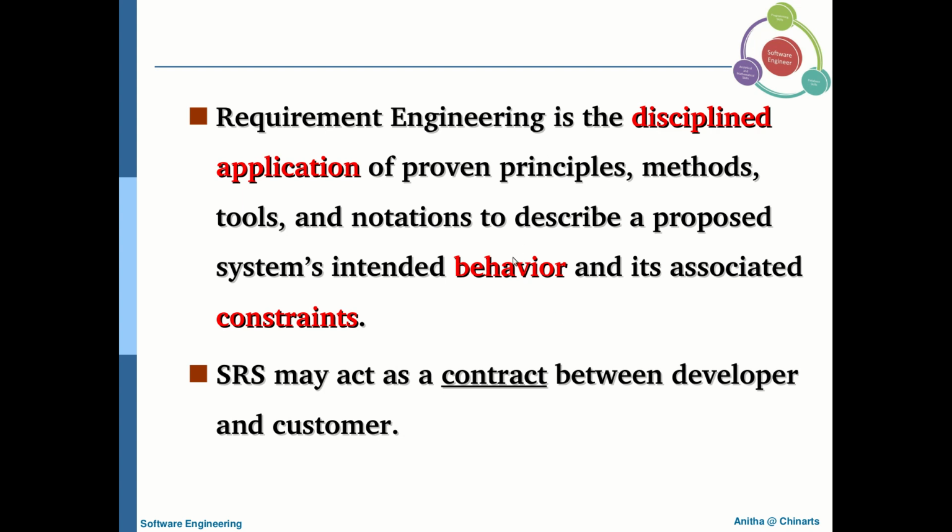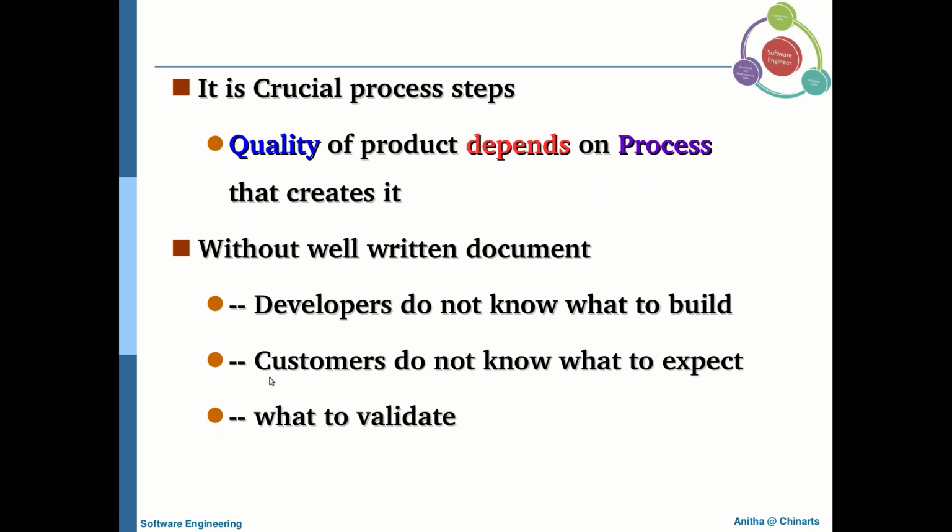So the output of this requirement engineering phase will be the software requirement specification, and this is the one which is going to act as a contract between the developer and the customer, because this document becomes an agreement between the developer and the customer. That is why, if this document is not well defined or well written, the developers do not know what to build and the customers do not know what to expect, and how and what is to be validated finally is also not known.